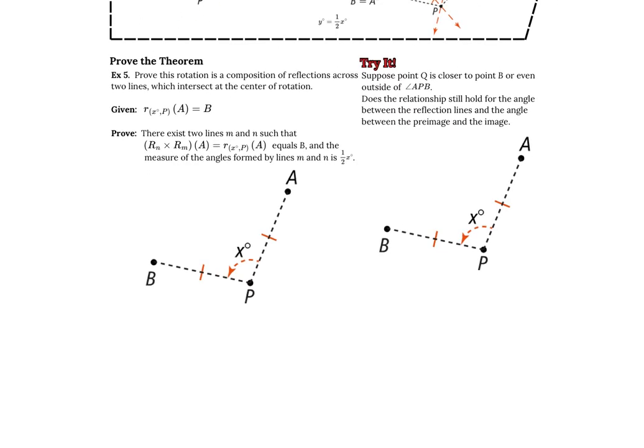Okay, so we need to prove the rotation is a composition of reflections across two lines. And we need to prove that there are two lines, M and N, that will create this. So if I create a line of reflection here, let's do a solid line. Okay, so I've got my line of reflection. This is M, and we are reflecting A across it to get A prime.